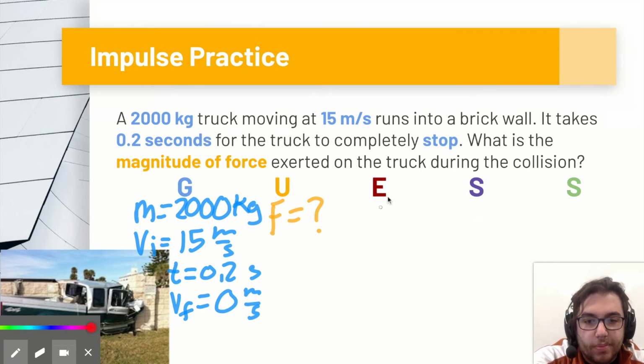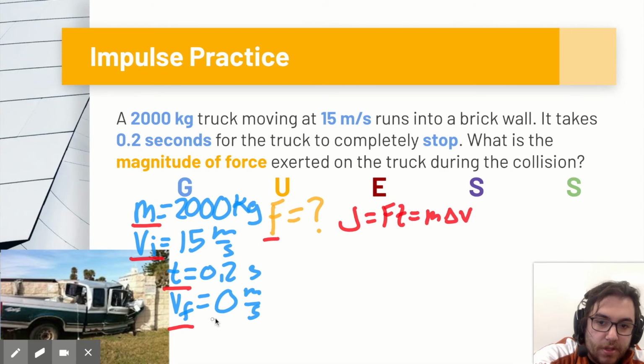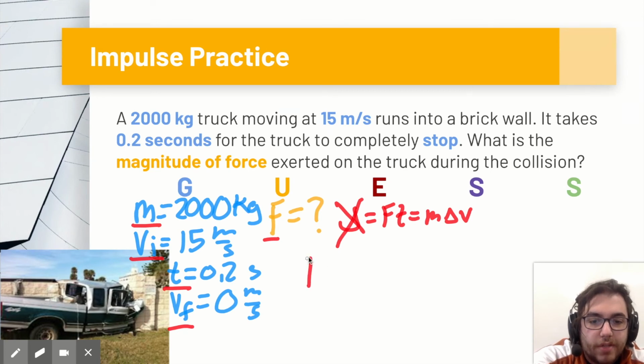Let's write our big ol' impulse equation, right? J is equal to F times T, which is equal to M times delta V. It doesn't matter what order you write it in, just as long as you write it down. I notice that I have F, I have M, VI, T, and VF. The only part of this equation that has none of that is the J portion. So our final equation should look like F times T is equal to M times delta V.